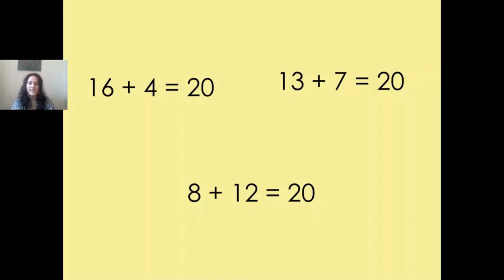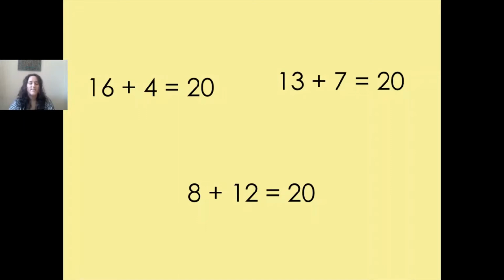Okay, let's think back to yesterday's lesson. At the end of yesterday's lesson, we looked at all of the number bonds to 20 that we found. Found 16 plus 4 equals 20. 13 plus 7 equals 20, and 8 plus 12 equals 20. And we noticed something familiar about these number sentences. Do you remember what it was? See if you can tell your adult.